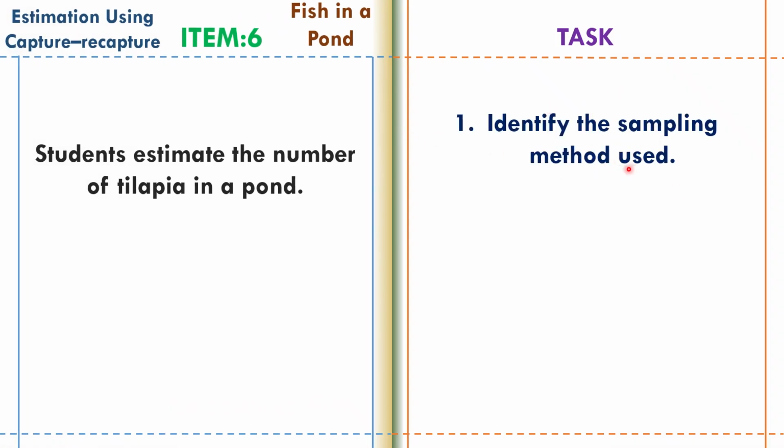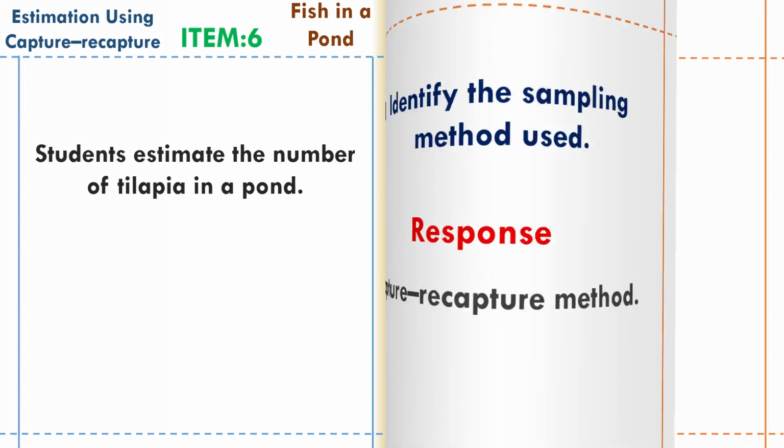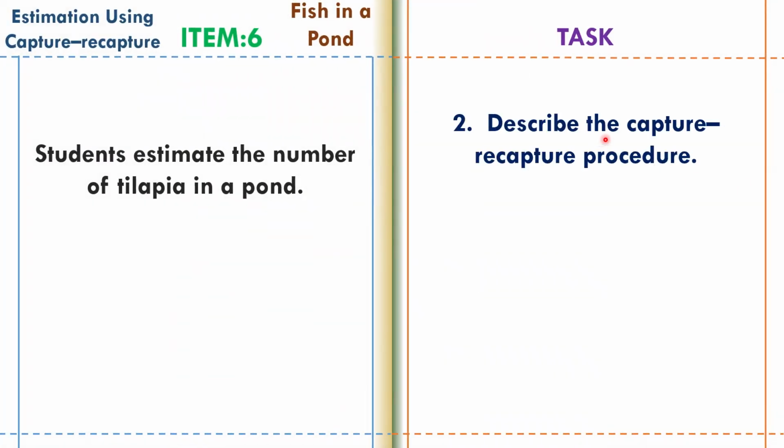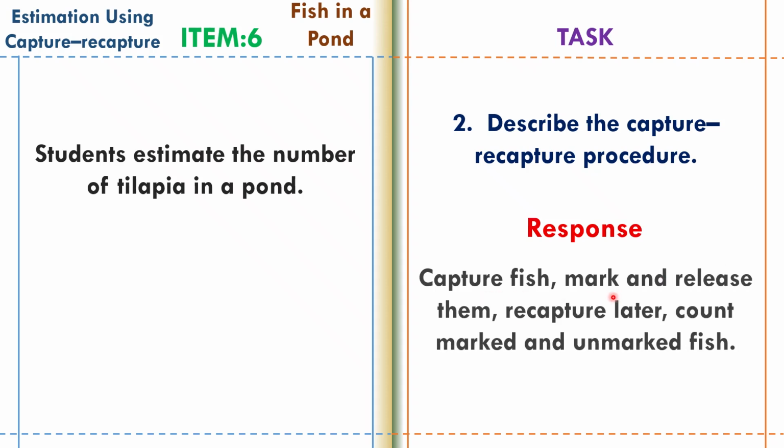Identify the sampling method used. Capture-recapture method. Describe the capture-recapture procedure. Capture fish, mark and release them. Recapture later. Count marked and unmarked fish.